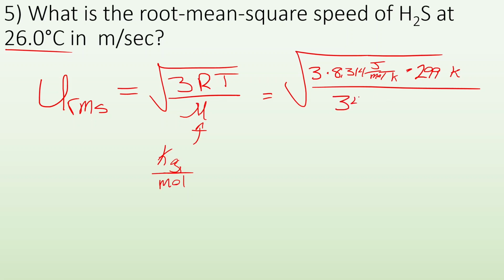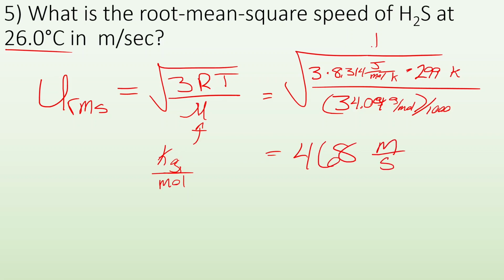So we know that it's 34.09 grams per mole, but we need it in kilograms, so we divide that by 1,000 to get it into kilograms. And when we plug and chug that, we get 468, and our units are going to be meters per second. The joules, when you square root it, you end up with meters per second. Cool.